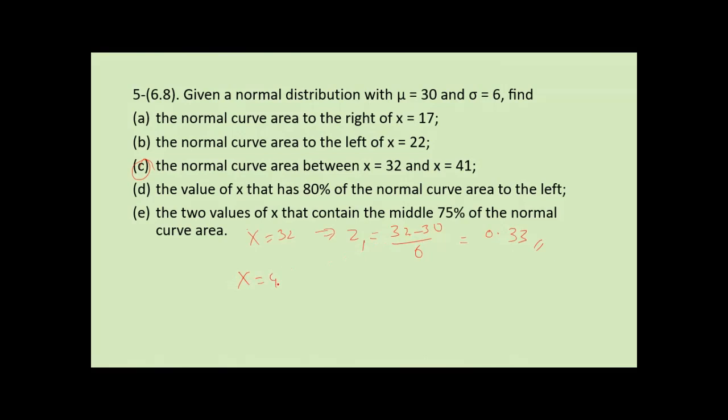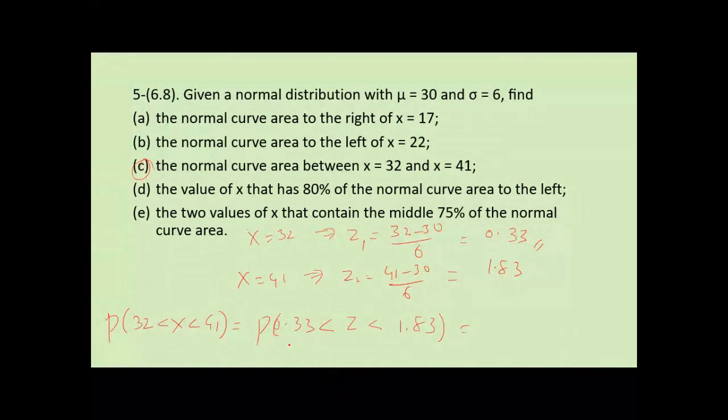X is 41, what do you get? Z2 is 41 minus 30 over 6, which is 1.83. So the probability of 32 less than x less than 41 is equivalent to the probability of 0.33 less than z less than 1.83. And we need to find the area between these two values.